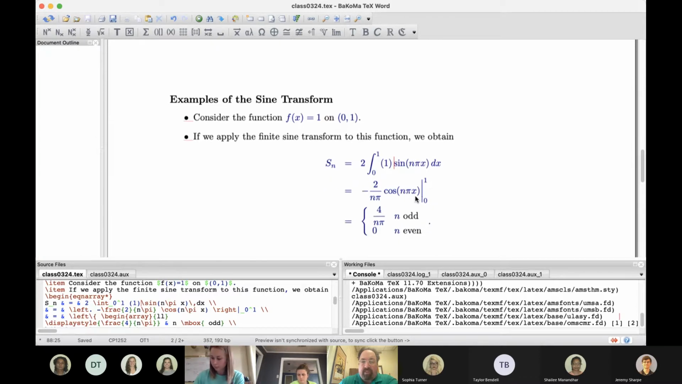What we find is that when n is even, we have cosine of an even multiple of pi, which is always equal to 1, so the terms cancel out and give you 0. But if n is odd, then we have terms adding together instead of canceling, and we get 4 over n pi. You may recognize this from some homework problems where these coefficients have popped up.